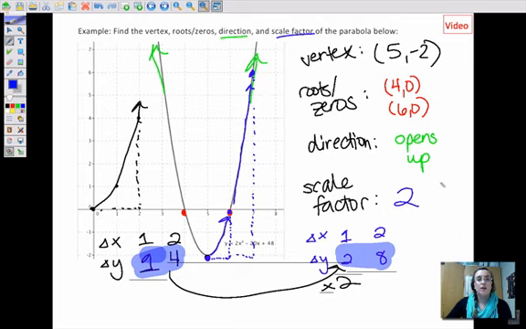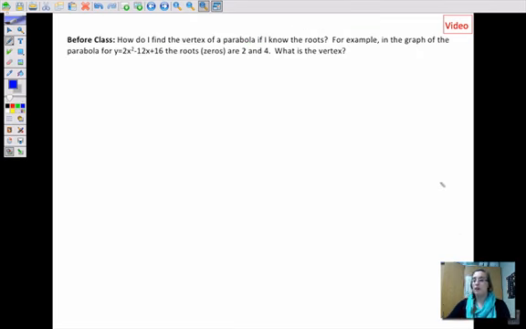Okay, so what I want you to do is think about this question. You might not know the answer right away. I do not want you to look it up online or in your book. I do not want you to ask anybody else. I want you to think about the answer to this question. How do I find the vertex of a parabola if I know the roots?